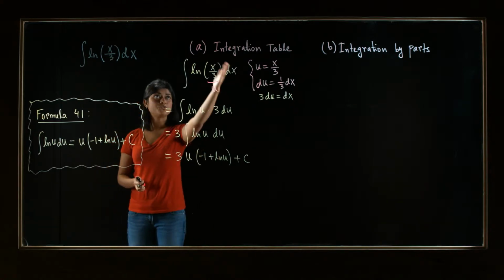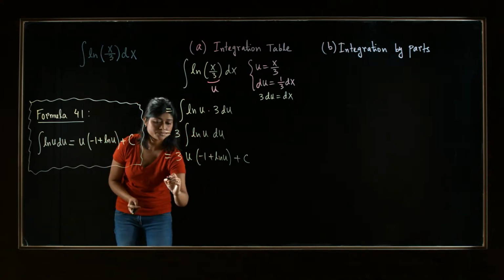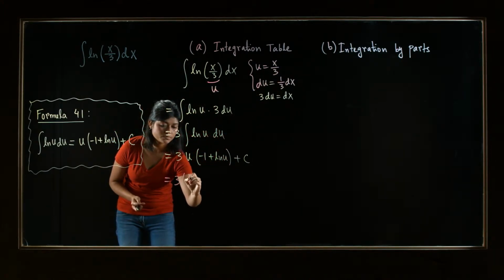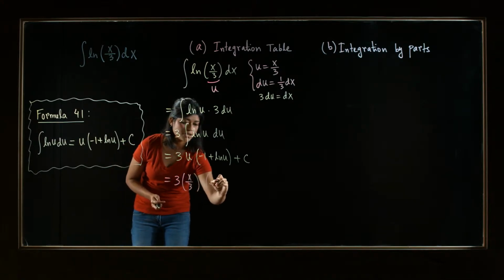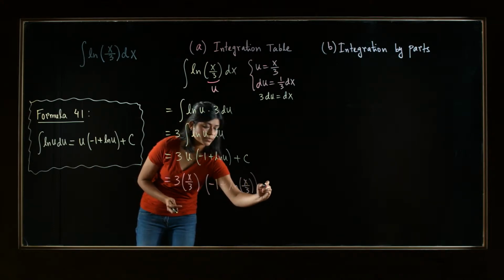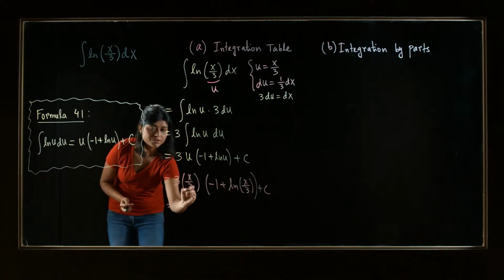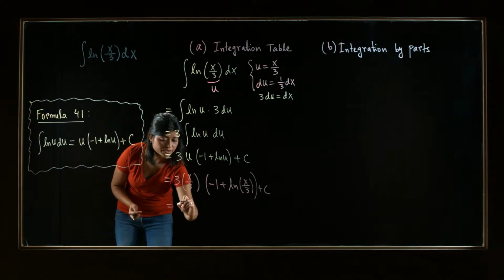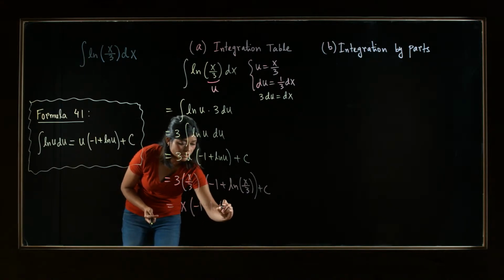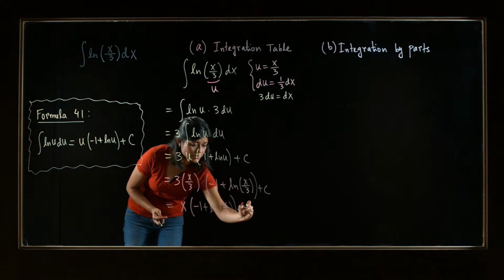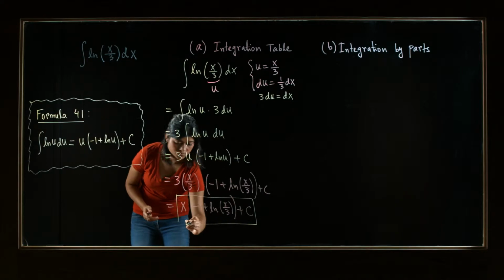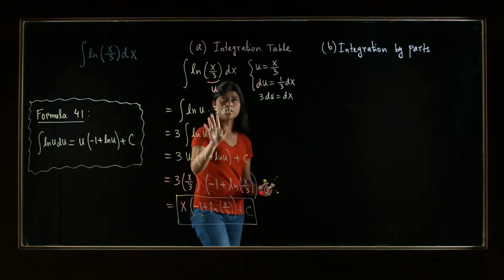And then change it back to x because we started with the variable x. So this is 3 and u is x over 3. The -1 plus natural log of x over 3 and plus c. And simplify, 3 and 1/3 will cancel and you will be left with x times -1 plus natural log of x over 3 plus c. Okay, so this completes the first part of the problem.